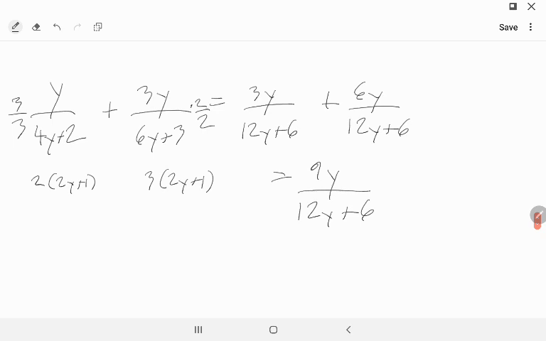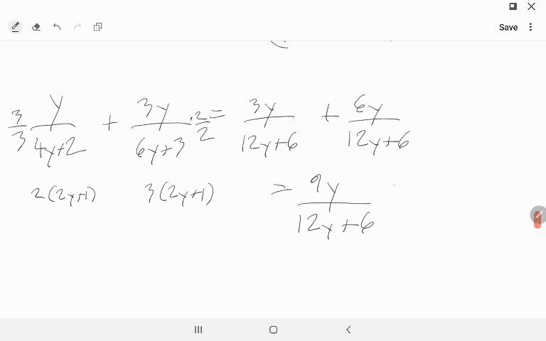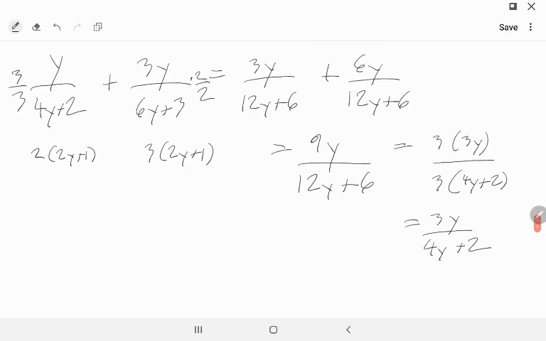We now notice that we have a common factor of 3. So that's going to be 3 times the quantity 3y divided by 3 times the quantity 4y plus 2. And so we end up getting 3y divided by 4y plus 2. And so we notice that an alternative way we could have done it is to have done the 3y divided by 12y plus... Actually, we don't even need to do it that way.